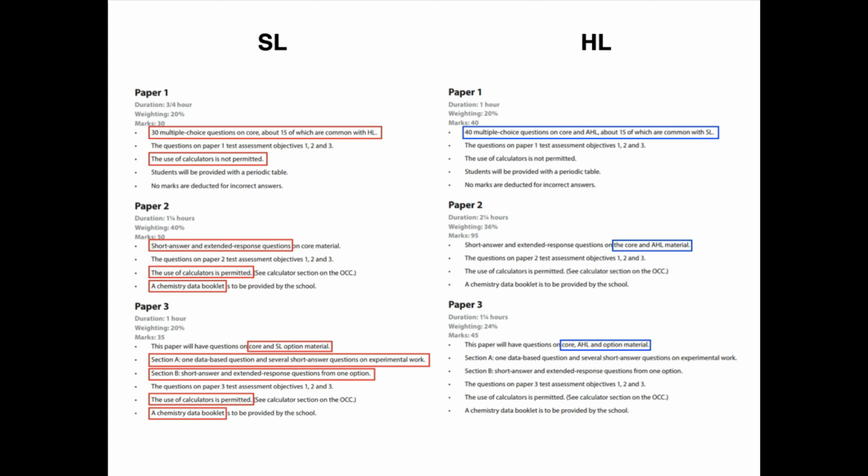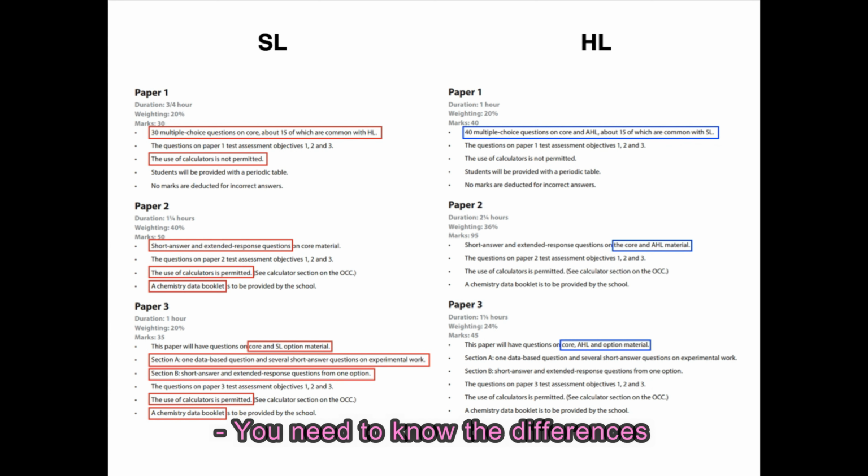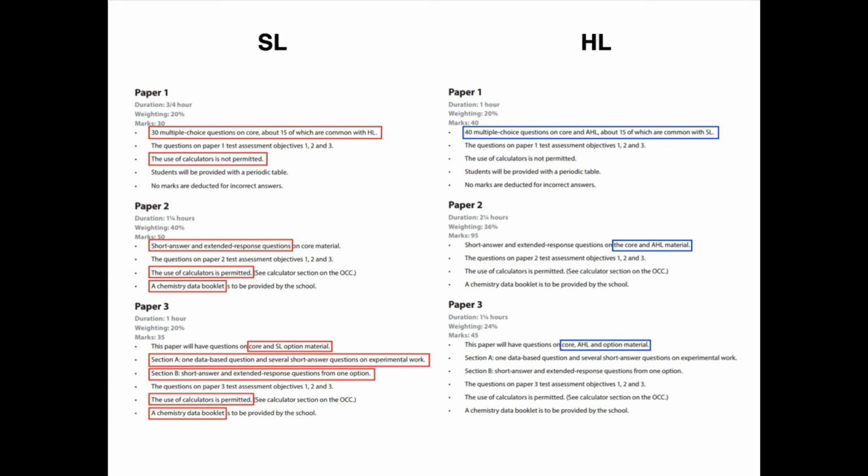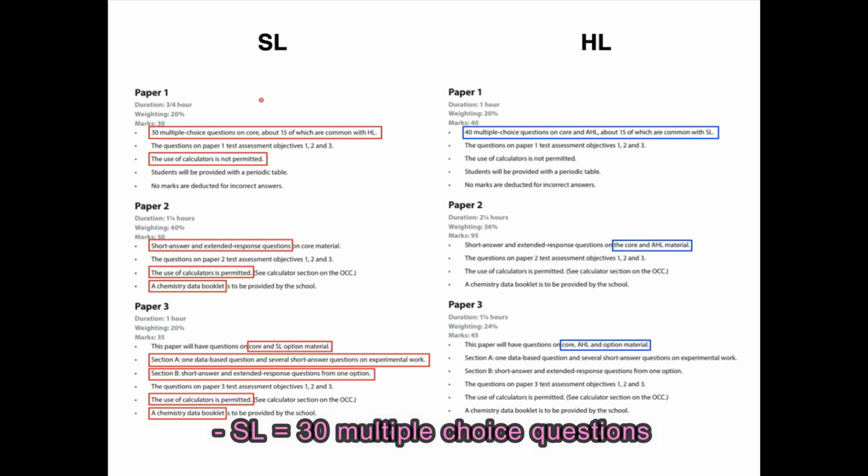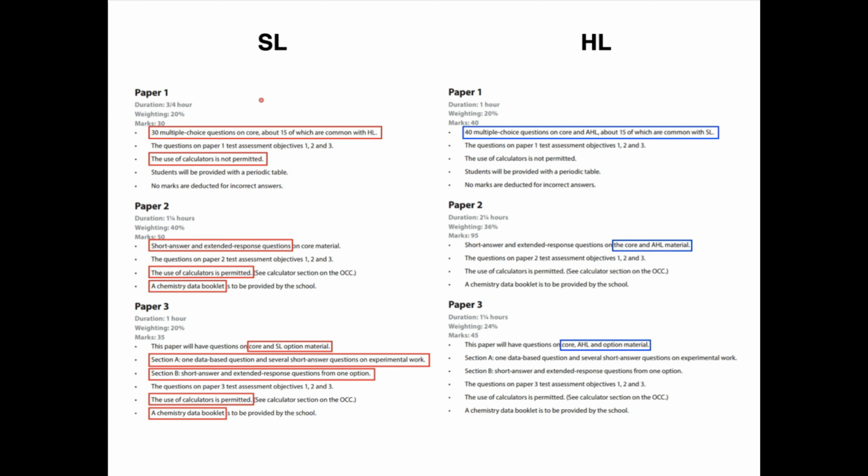Okay, this is very important. Your external assessment is composed of paper 1, 2, 3, so they're your tests. For SL students, your paper 1 will have a weighting of 20%, and there will be 30 multiple choice questions on your core topics. Okay? The use of calculators is not permitted in paper 1. You will be given a periodic table, and no marks will be deducted for incorrect answers.